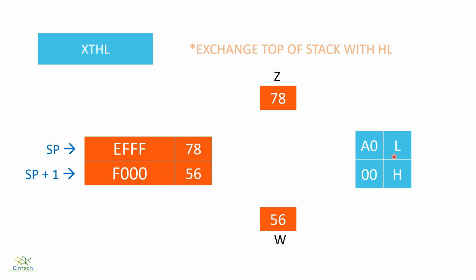Then step number 2, the contents of HL pair has to be copied in here. Higher address, higher byte; lower address, lower byte. And then the last step, the contents of WZ get copied in here in HL pair. I hope this much is clear. This is a chunk of information, but I hope that you have got whatever I am trying to explain.